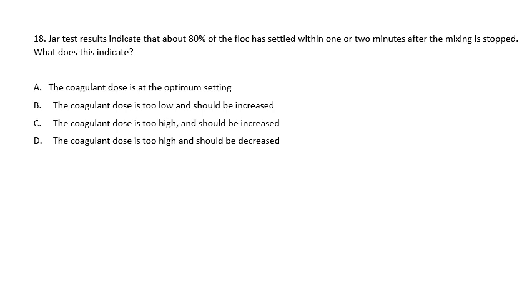Jar test results indicate that about 80% of the floc has settled within 1 or 2 minutes after the mixing is stopped. What does this indicate? The coagulant dose is in an optimum setting. The coagulant dose is too low and should be increased. The coagulant dose is too high and should be increased. Or the coagulant dose is too high and should be decreased. This is an indication that the coagulant dose is too high and it should be decreased.